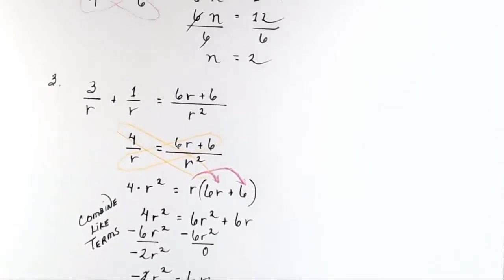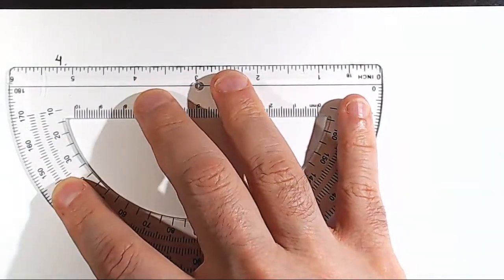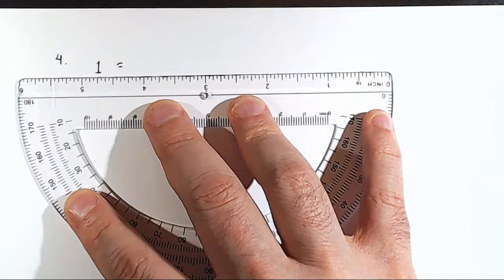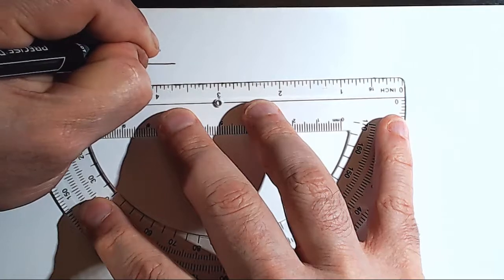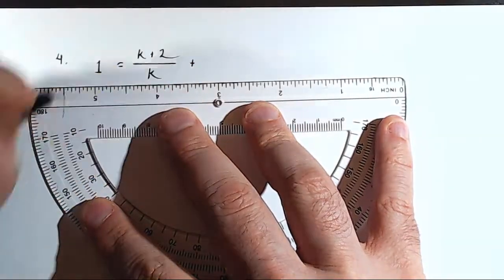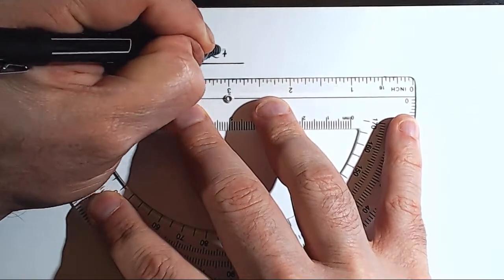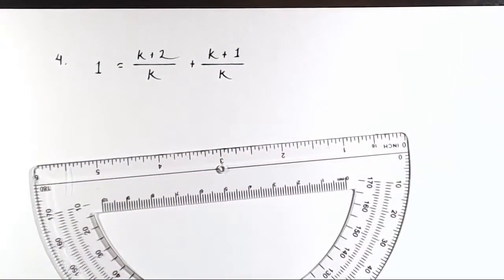So let's do another one. We're given 4 of these. So we did the first problem in that section. Let's do number 4. That's the second problem in that section. And here number 4 tells us 1 is equal to, big fraction bar here, k plus 2 in the numerator over k plus k plus 1 in the numerator over k. Right? And it says solve for k, basically.